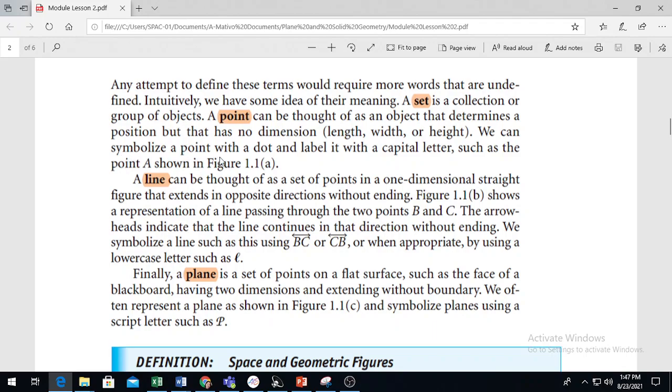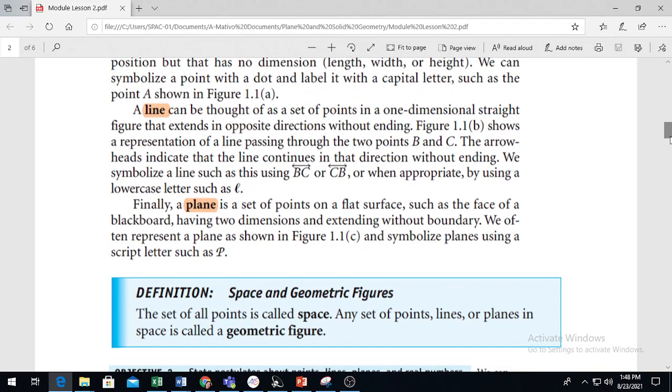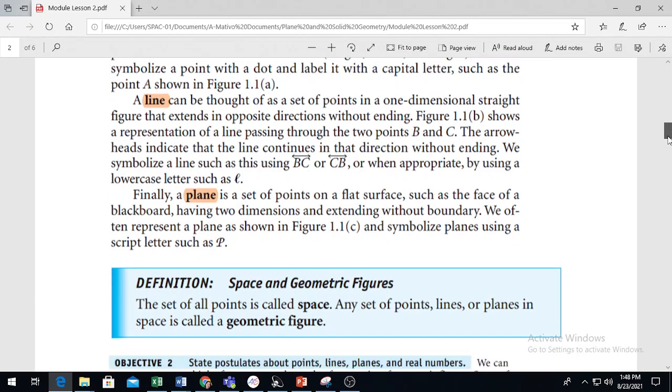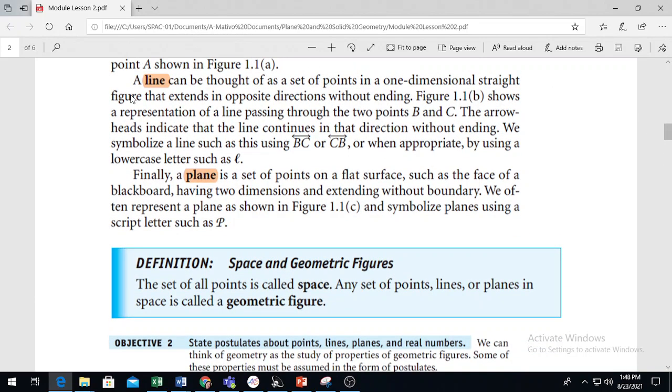So we can symbolize a point. How to write a point? It can be a dot with the label of a capital letter. So when you create a figure or locate a point, be sure that you use a capital letter to name it. The next undefined term in geometry is a line. This is a set of points in a one-dimensional straight figure that extends in opposite directions without ending. Okay? Line. That is one undefined term.